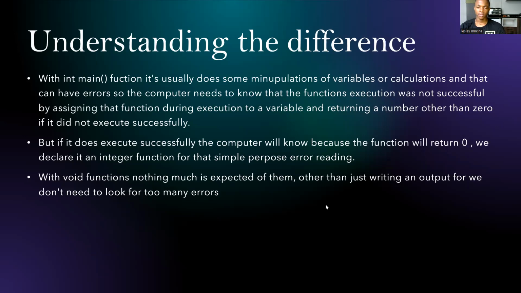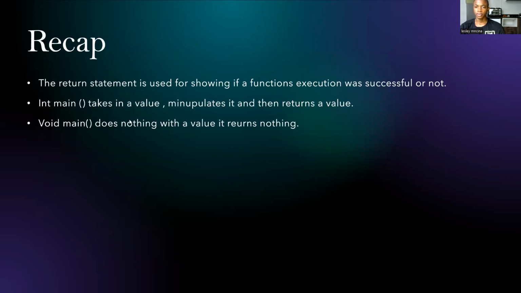Okay, so now you understand why int main, why void main, what's the difference? And also you understand the return zero statement. Quick recap: the return statement is used for showing if a function execution was successful or not. The int main takes in a value, manipulates it, and then returns a value. The void main does nothing with a value, it returns nothing. It's just a function that does nothing much.